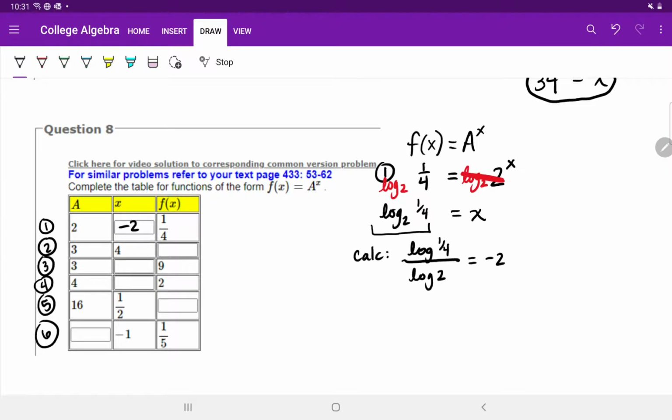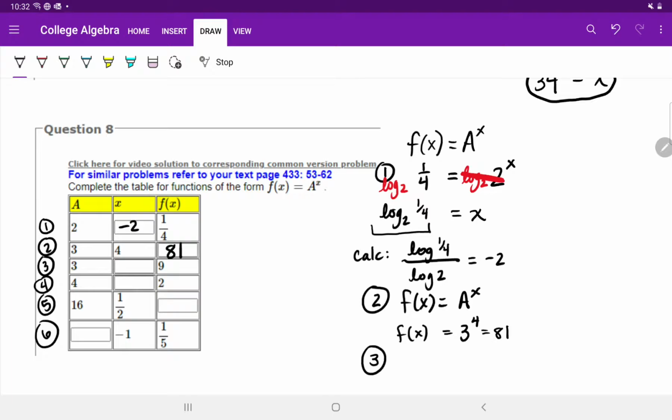That was part 1. We've got many more to go. Part 2 is starting you off with a totally different set of values. So we have f of x equals a to the x still, but this time a is equal to 3, x is equal to 4, and f of x is unknown. Well, this one's pretty easy. To find f of x, we just take 3 to the 4th power, which is 81. So we'll plug in 81 as our answer right there.